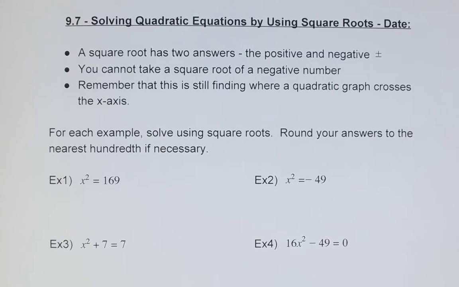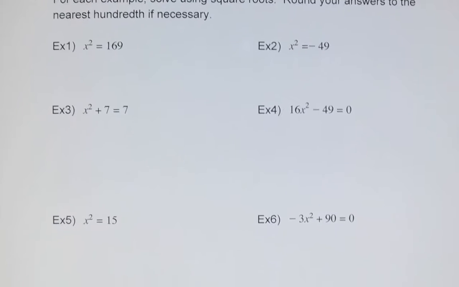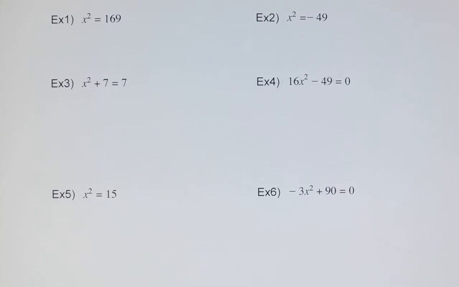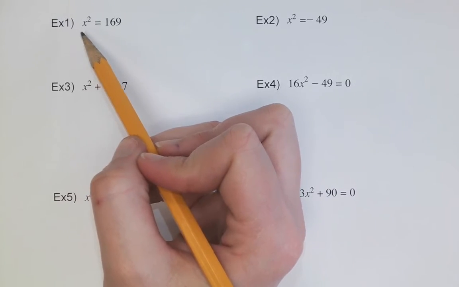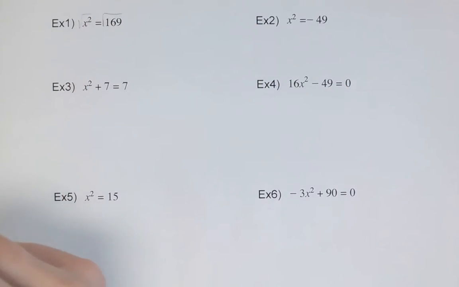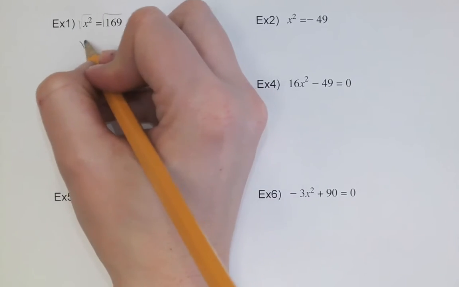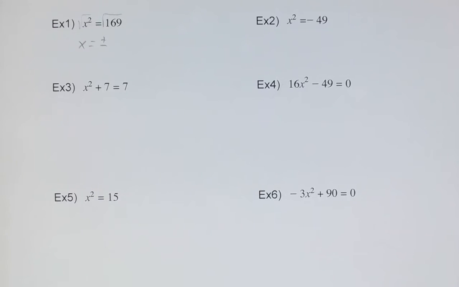So for each example, we're going to solve, and then if we get a decimal, we're going to round it to the nearest hundredth. So example 1, since I have the x squared isolated, all I'm going to have to do here is take the square root of both sides. So to undo a squared, we take the square root. And then I'm going to have positive and negative, the square root of 169.